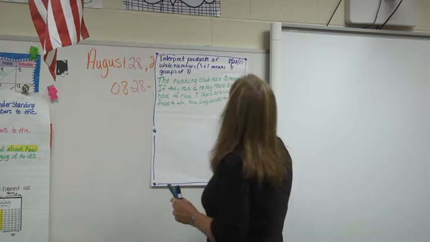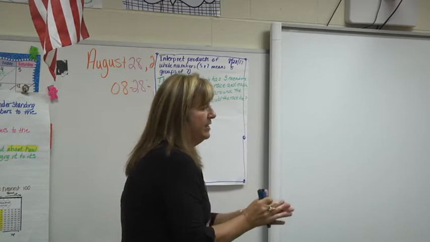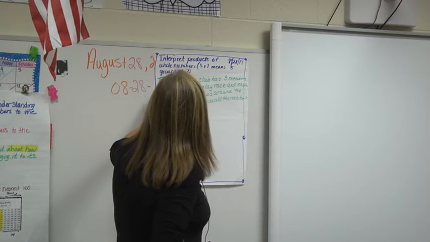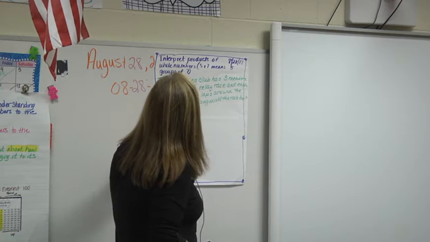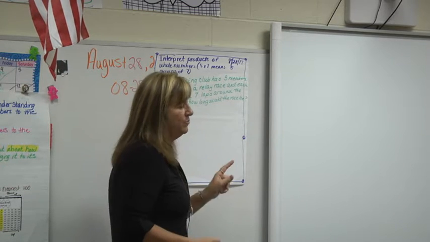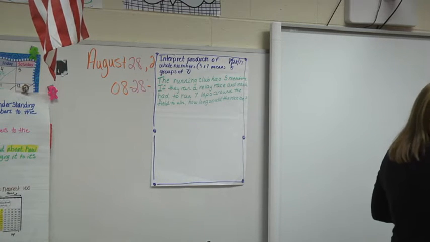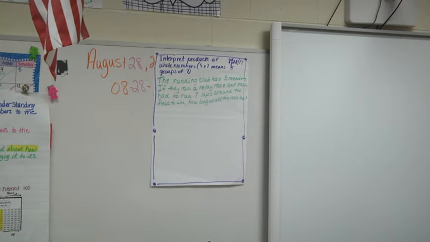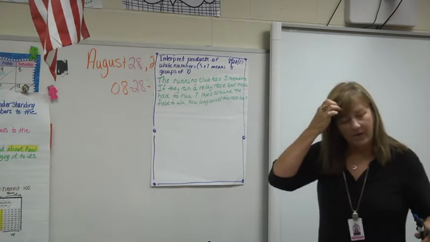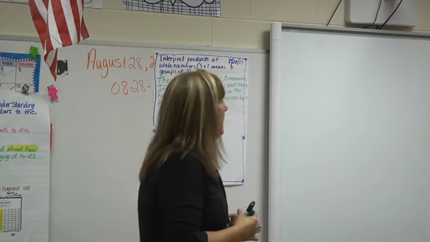If they ran a relay race, okay, thank you for your help. Give her a hand. If they ran a relay race and each had to run 7 laps around the field to win. So that means I have to run 7, then I hand it to her. She runs 7, she hands it to the next person. How many times? Say it. 5. You don't have to raise your hand, you can just say it.